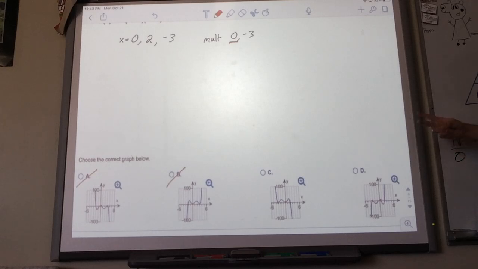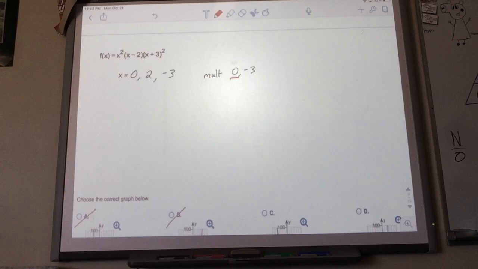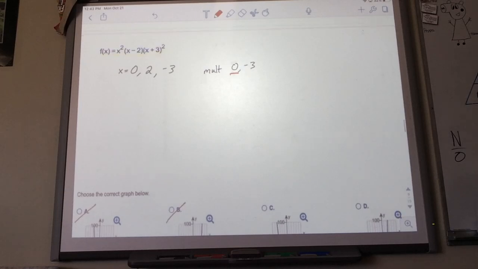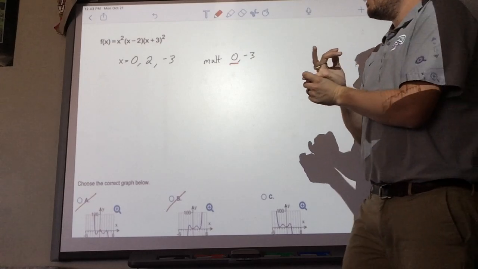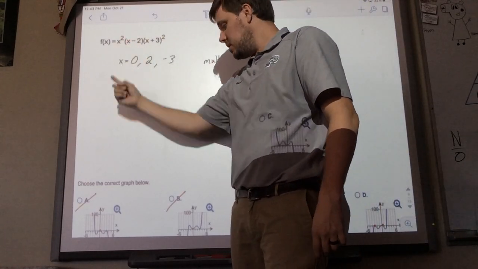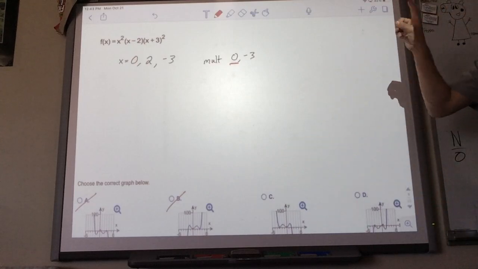So it's got to be C or D. The last thing we have to figure out is end behavior. So is our end behavior going up or going down? Okay, so the hard part about this is, this is fully factored. So you can't just pay attention to the exponents, because if you look, that's squared, but the end behavior is going opposite directions.